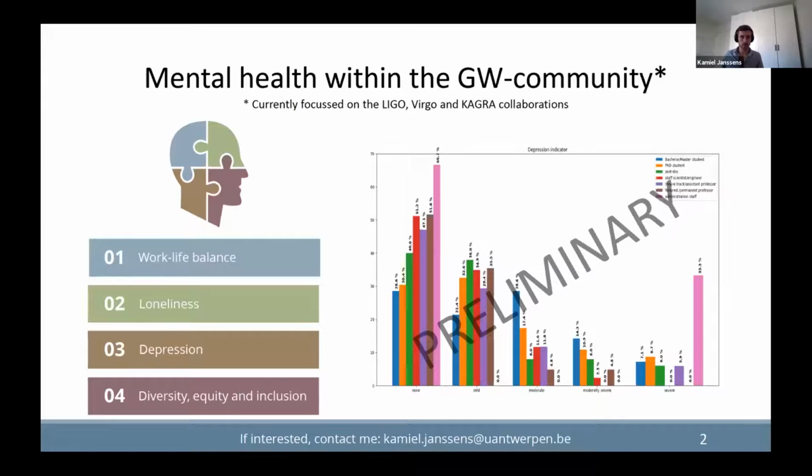Here I show one of the very first results, which is a depression indicator. On the left, it is very mild. On the right, it's a more severe indication of depression. The pink, it was only 3 people filling in the survey from that group, so it's statistical fluctuation. But there are still too many people on the far right side, I would say. So I'd like to try and improve the environment. And if you have any questions, feel free to contact me as well.